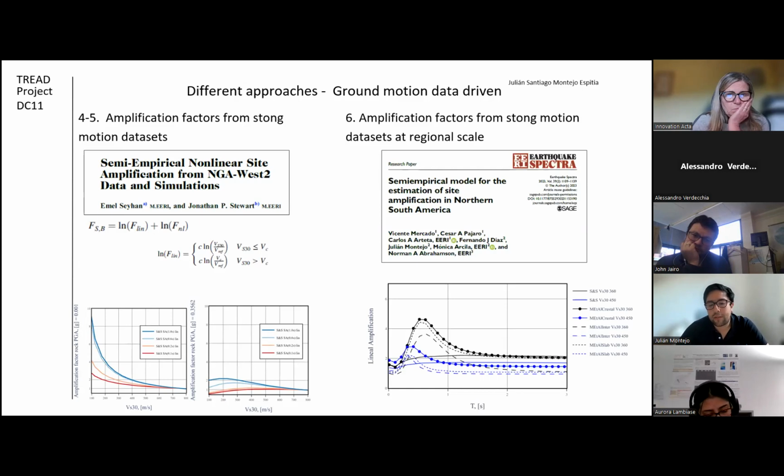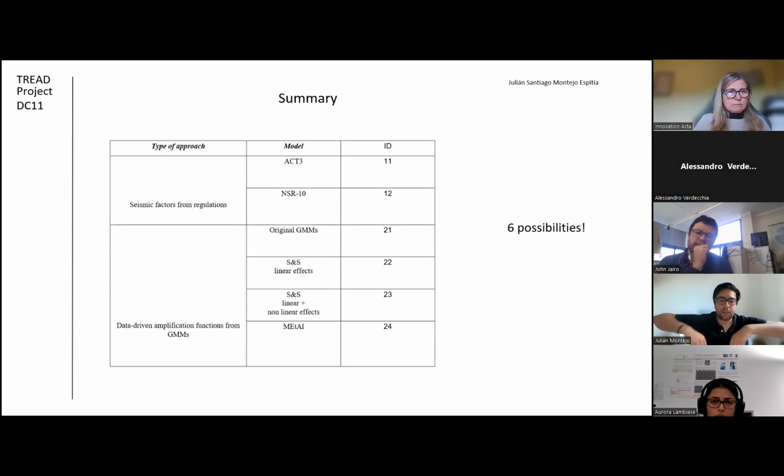That is a global dataset, but we also have similar methodologies using strong motion datasets, just regional ones. In this case, it was from Northern South America, because we are working a little bit with Colombian cities. So it's very interesting to see not just the impact of different methodologies, but also the different scales: we have global models and regional models. Up to here, we have 6 different possibilities.